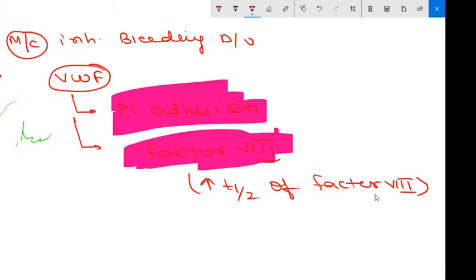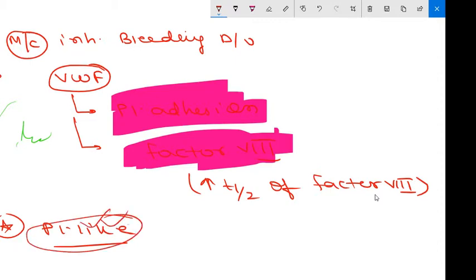Now, most of the symptoms of von Willebrand disease are platelet-like, except in more severe von Willebrand disease, when factor 8 is low enough to produce symptoms similar to those found in factor 8 deficiency. So in the mild form you will get symptoms like platelet deficiency, and in the severe form you will get symptoms like factor 8 deficiency. Clear? So this is the basic introduction.